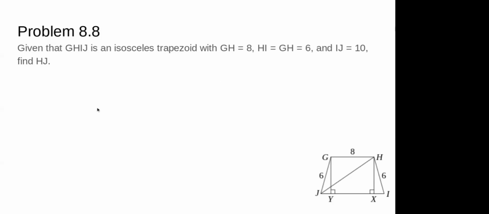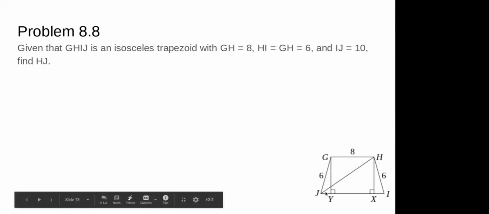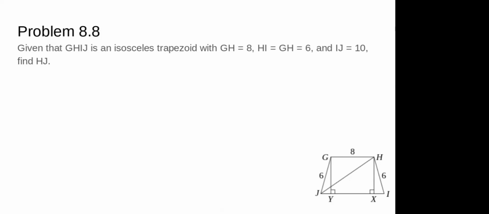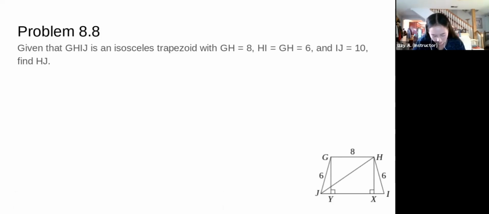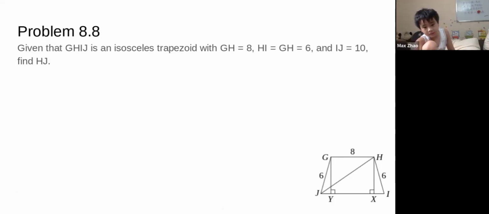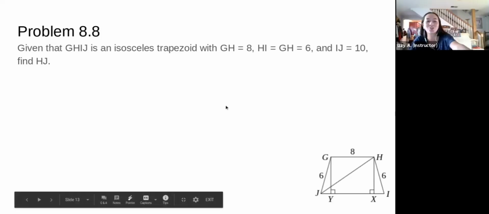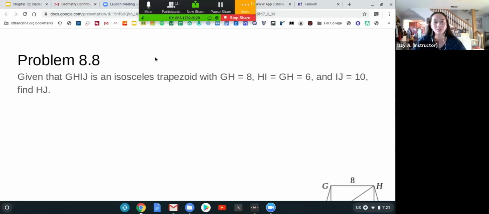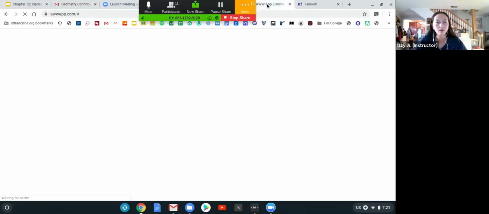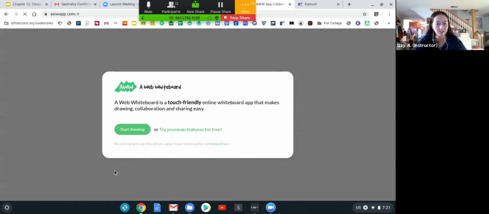The larger dimension and diagonals are equal, so wouldn't that mean that HJ could equal 8? Not quite. Okay, I'll go through the problem with you guys. That was a good guess, though.